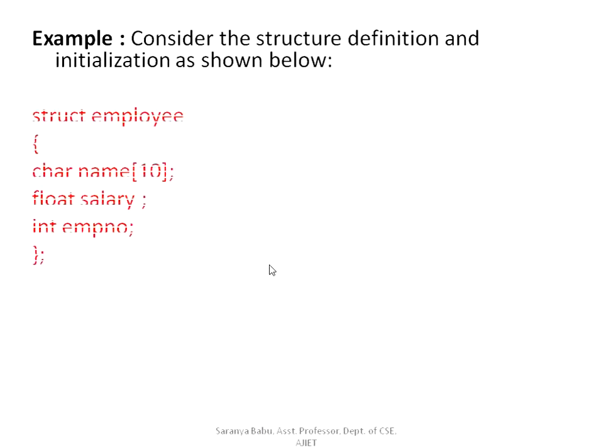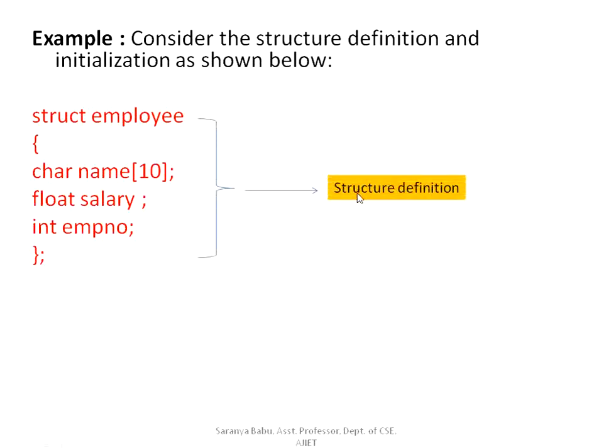Now consider the structure definition and initialization as shown below. Struct employee, same thing. Character name, float salary, int employee number. This is the structure definition. Then struct employee E, this is direct initialization. I did not declare separately, I have declared and initialized the value at a stretch. So I am giving it as struct employee E.